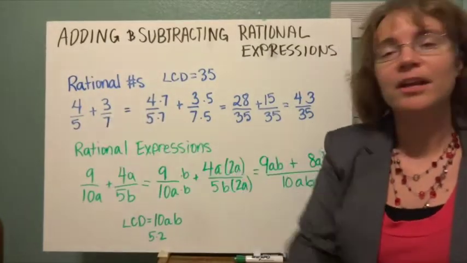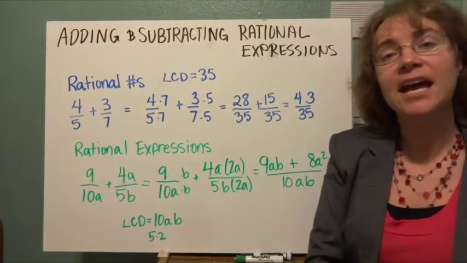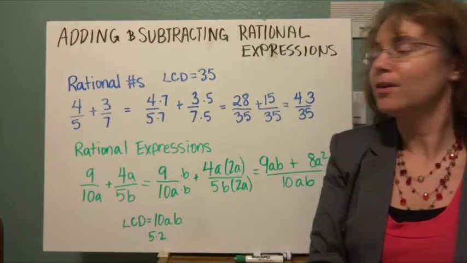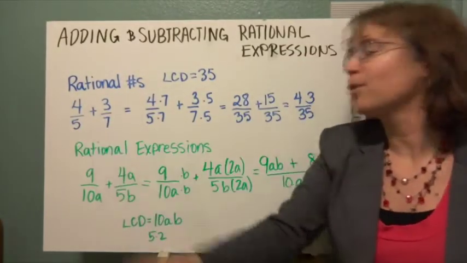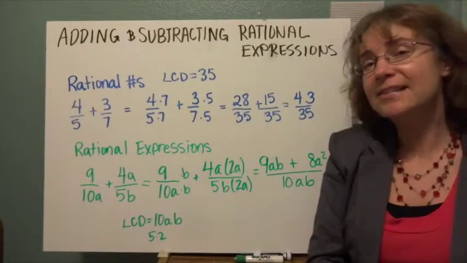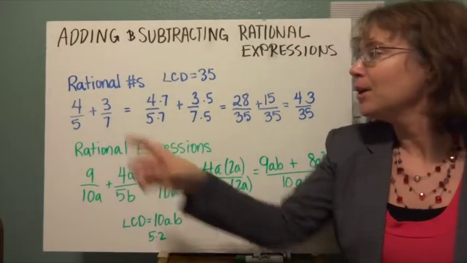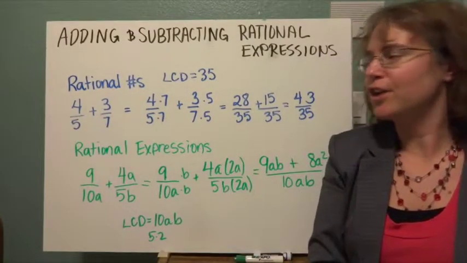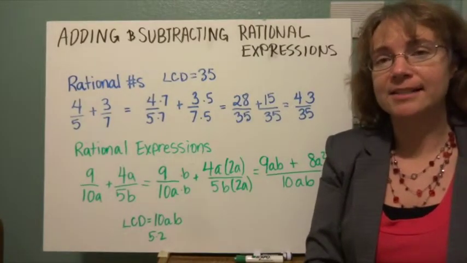So for example, if I have two rational numbers, 4/5 and 3/7, and I want to add them, I remember I need to find a common denominator. My common denominator in this case is 5 times 7, or 35. That's my least common denominator. I can also have things like 70 as a common denominator, but it makes the calculations a little bit trickier. So finding the least common denominator helps simplify the process.